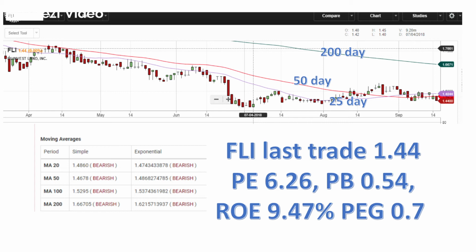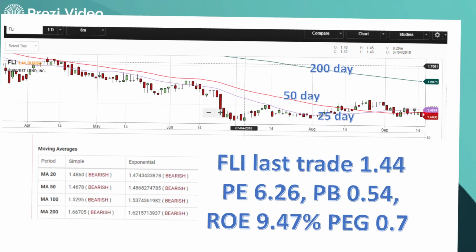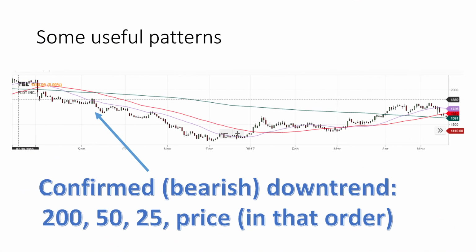Look at the moving averages on the left down below, no? Lahat siya bearish, so both simple and exponential. So it only means that Fly at this point in time has a confirmed bearish trend, downtrend, right? So yan, confirmed bearish downtrend is depicted when the 200-day is above the 50-day, is above the 25-day, is above the price, in that order. So parang nasa baba yung price. Kasi usually ang nangyayari dyan is that the price is below. So for example, dun sa may arrow, no? So confirm bearish downtrend yan.